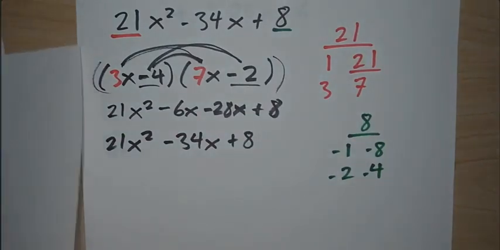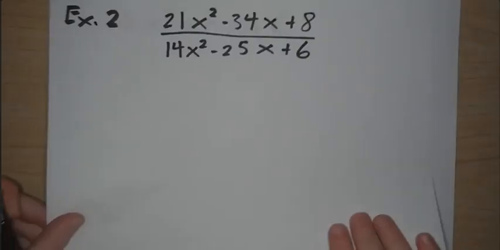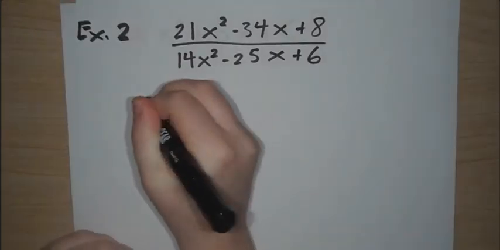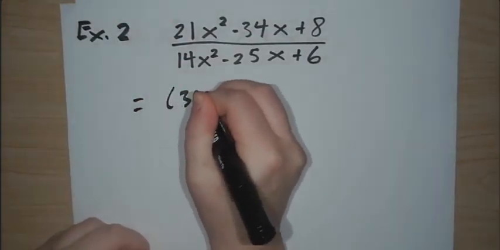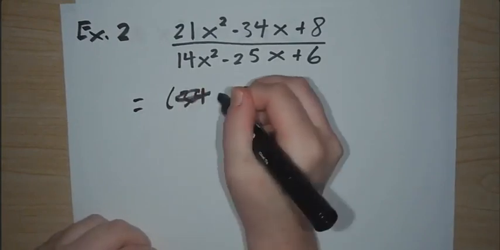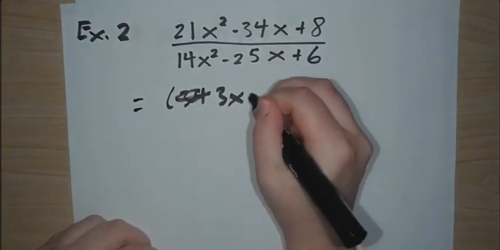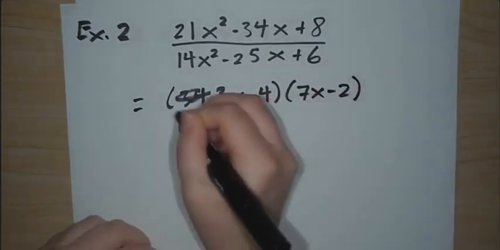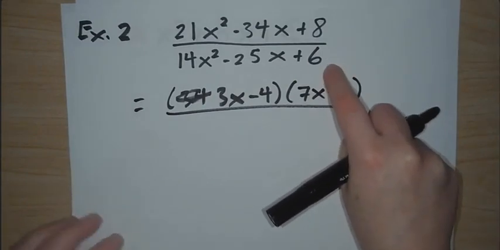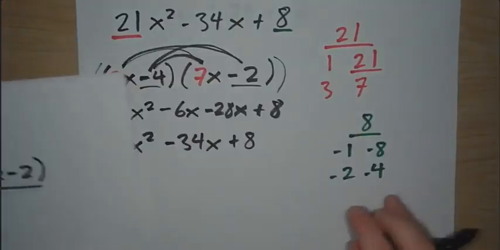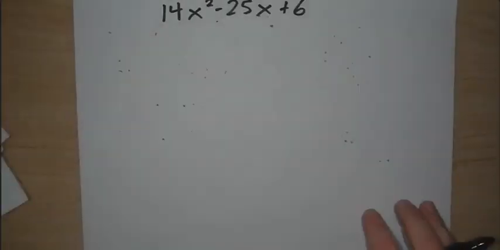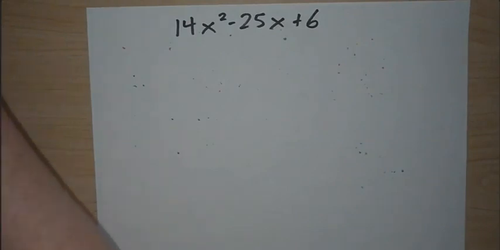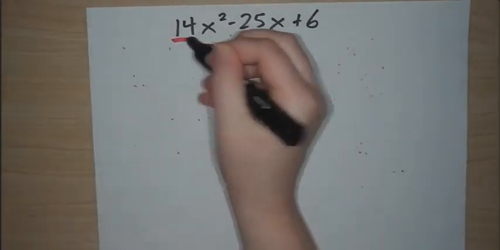So we can come back to our problem and rewrite the numerator as 3x minus 4 times 7x minus 2. And now we have to factor the denominator. So for the denominator, it's another one where a is not 1. So we'll do the same pattern.